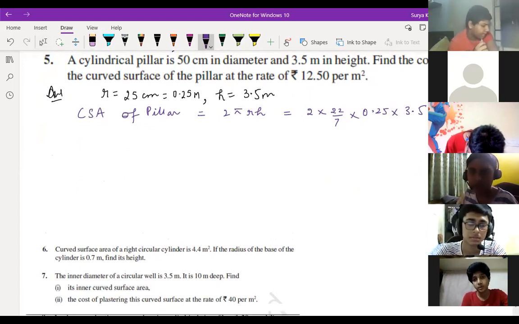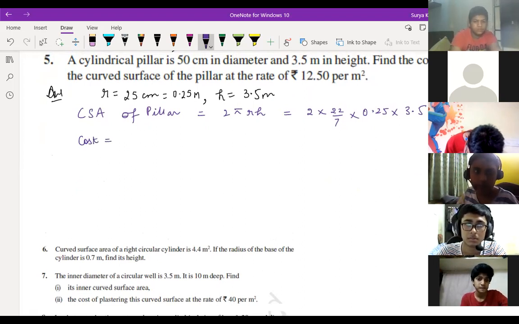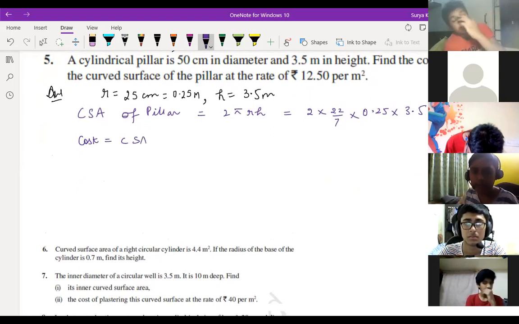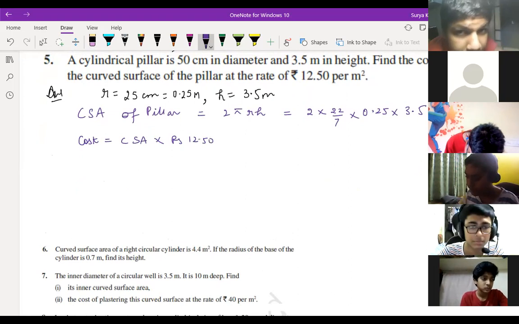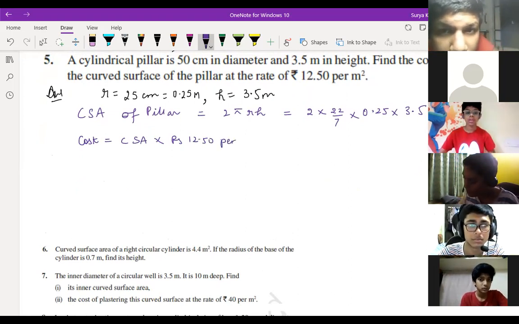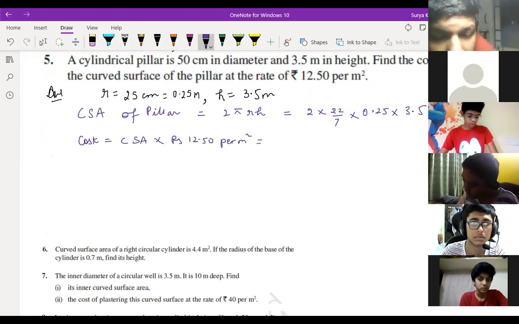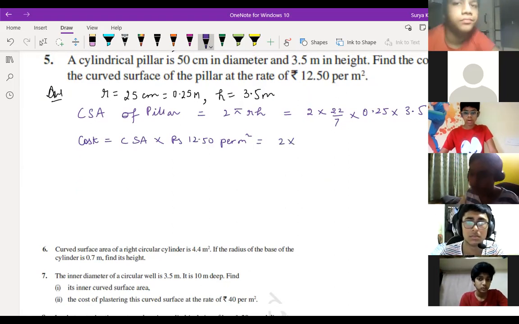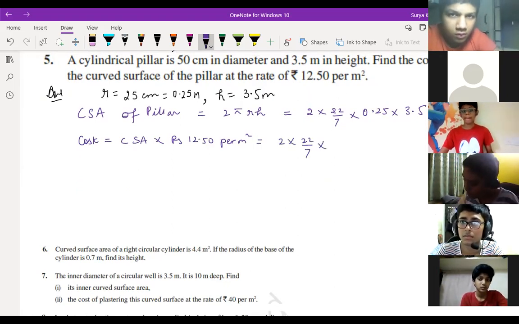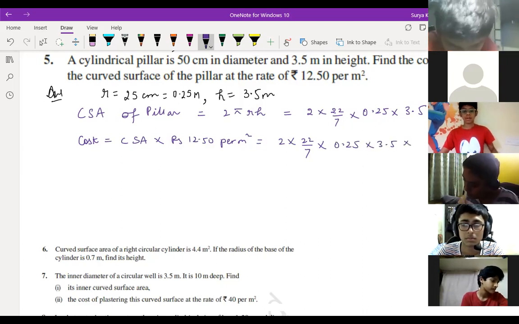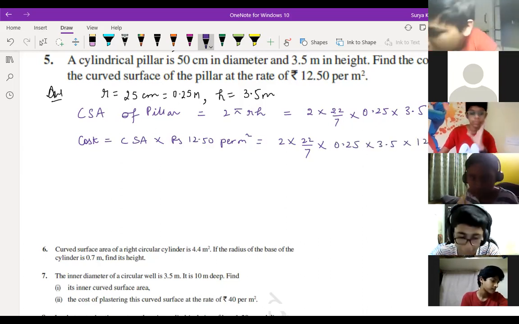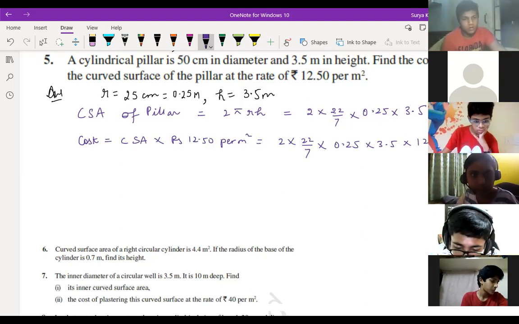Yes, sir. Now, if you're finding the cost, how do you find the cost? CSA into what should you write here? CSA into the rate given, right? CSA into rate, rupees 12.50 per meter square. I have done that before also. Okay, sir. 2 into 22 by 7 into 0.25 into 3.5 into 12.50.